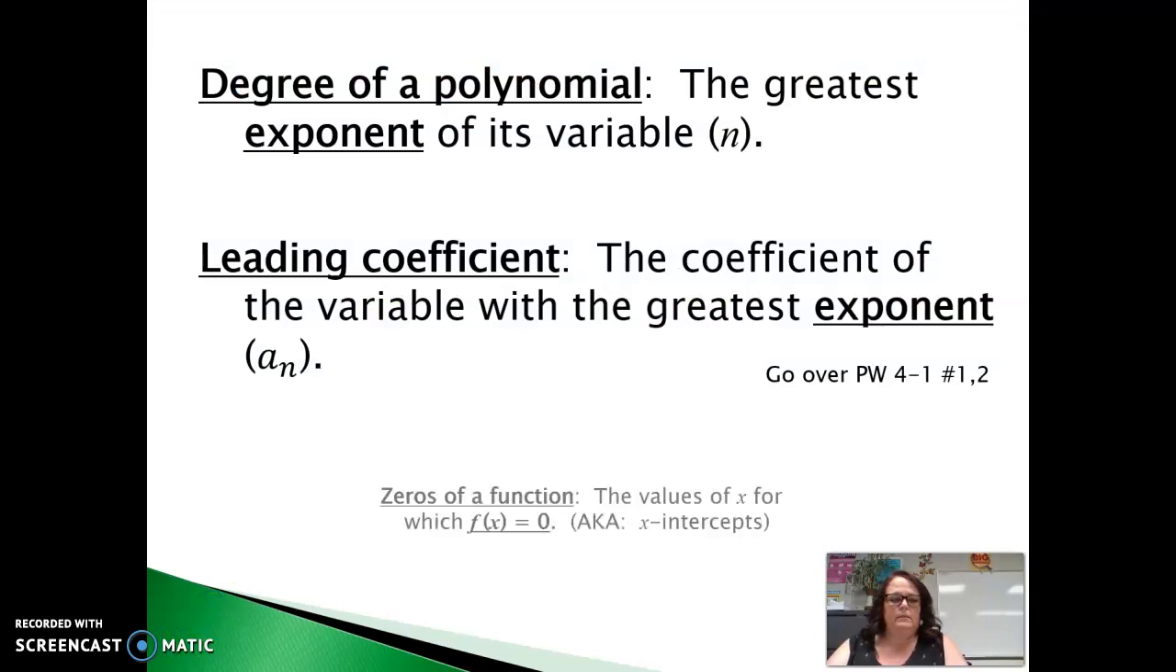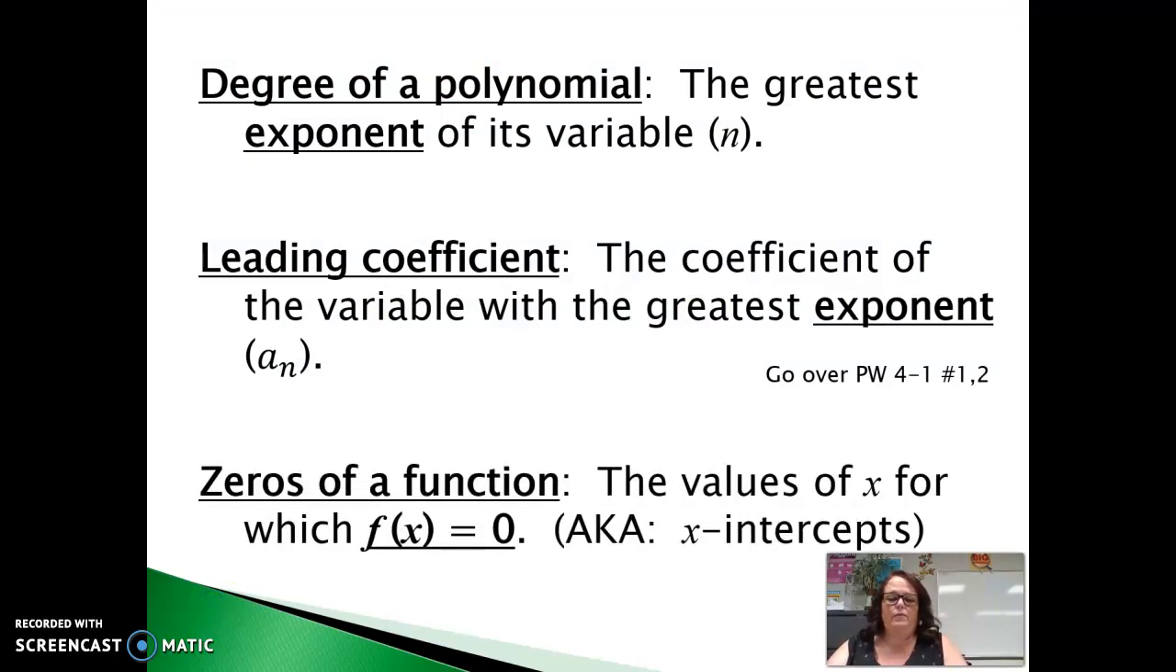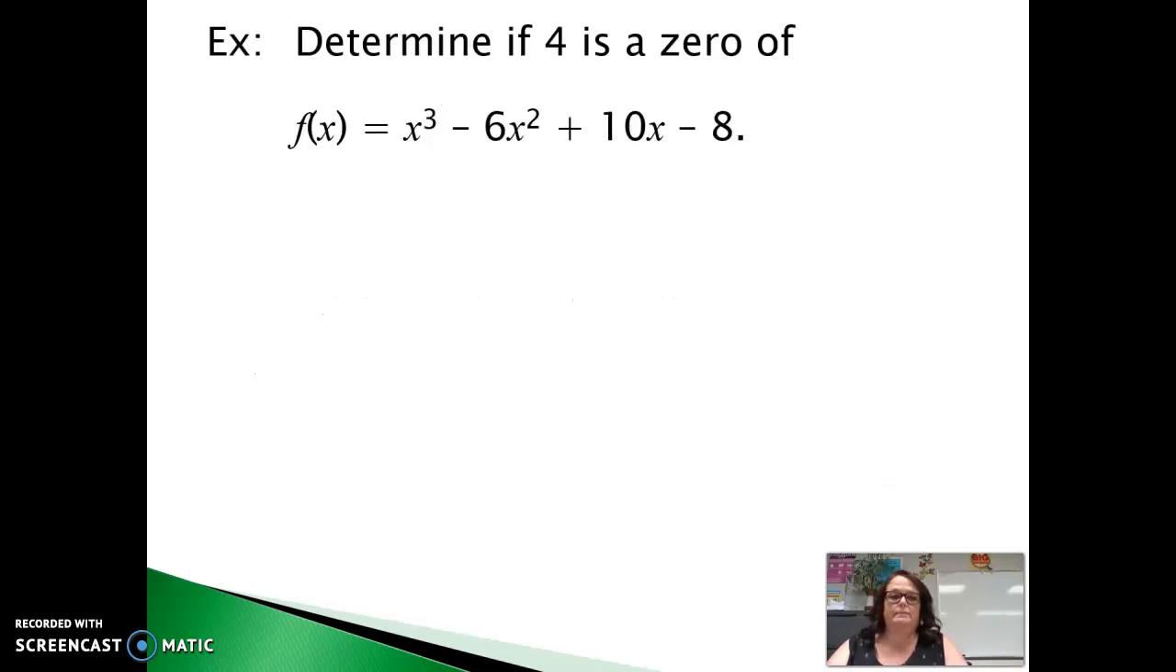All right. So a 0 of a function, and this is a huge deal, it's the value of x for which the function, meaning the y value, is equal to 0. So it's also known as the x-intercepts. So this is an example that I put in your notes. So it says determine if 4 is a 0 of the function. And so what we would do is go ahead and plug 4 into the function. So what I want you to do is pause the video right now and go ahead and calculate that and see if you get f of 4 to be equal to 0.